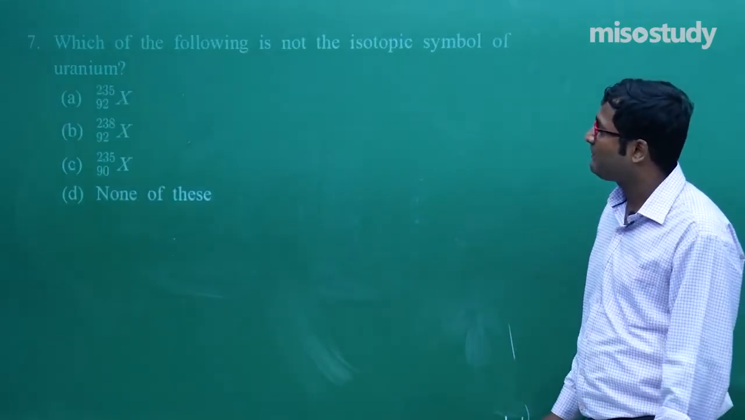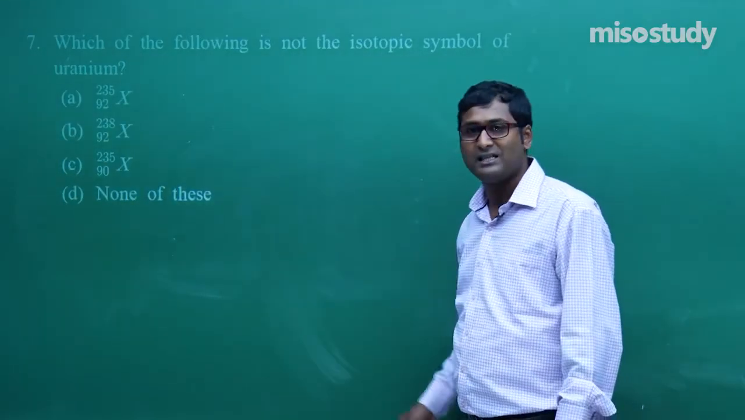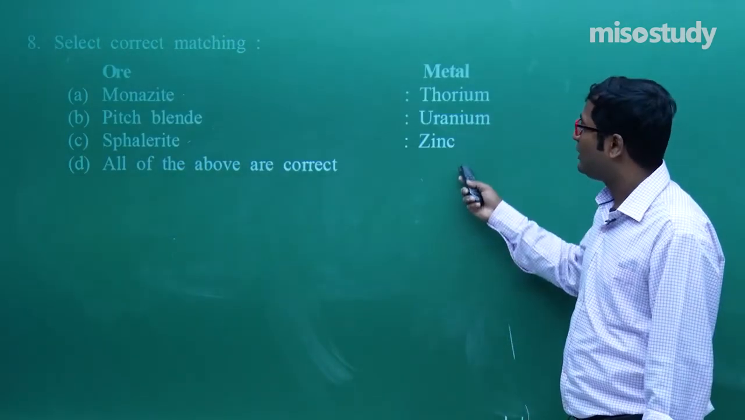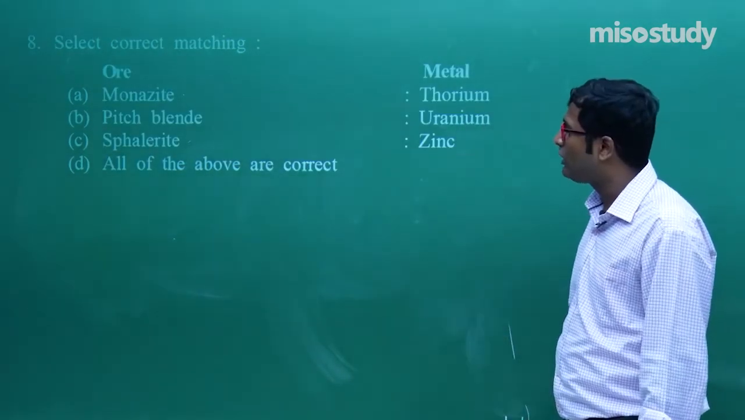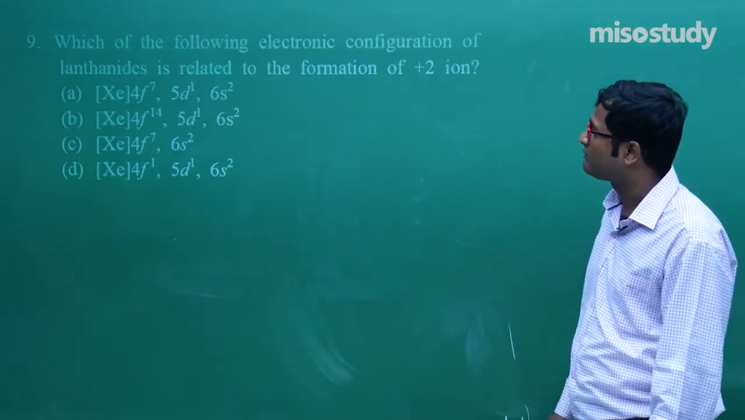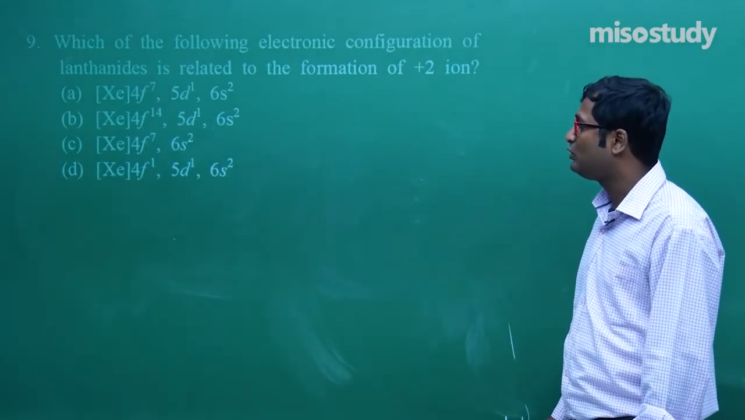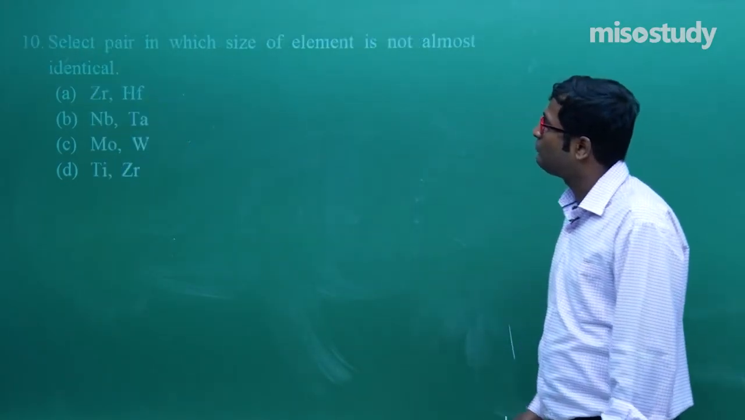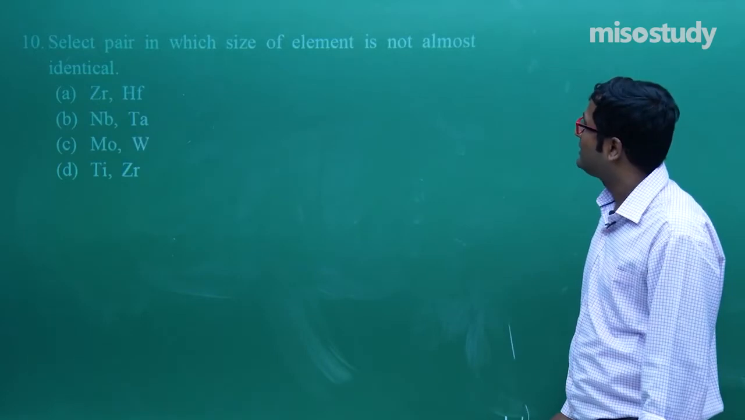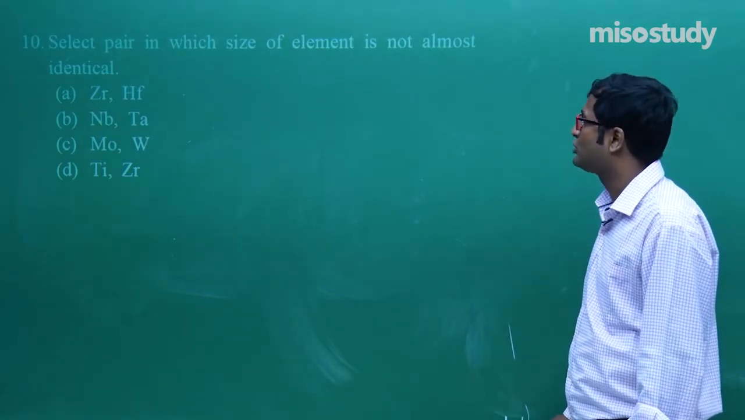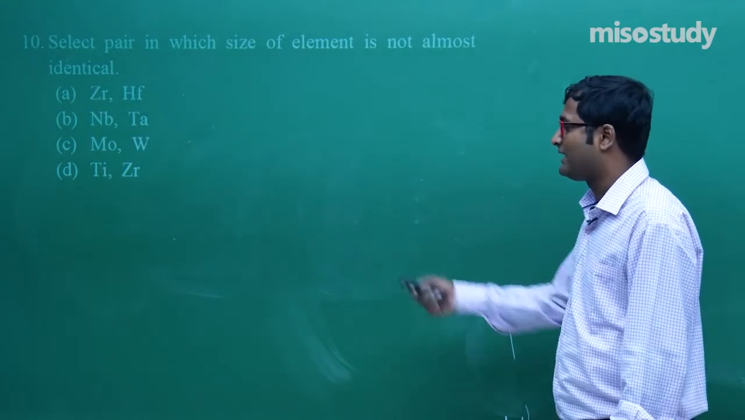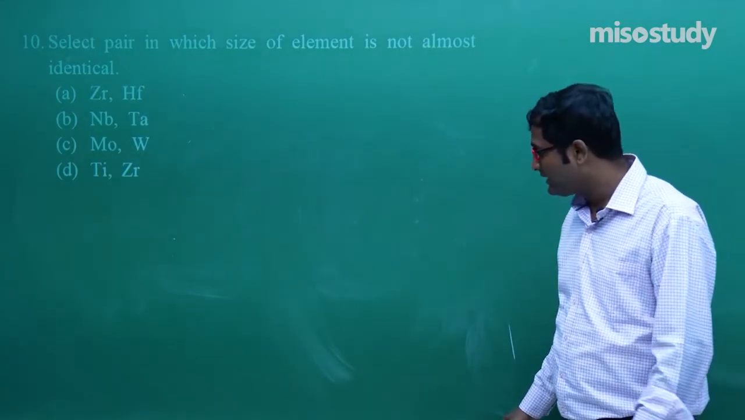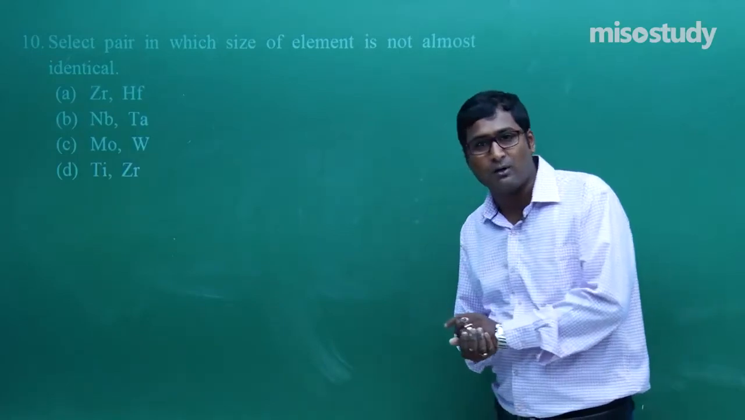Now for question number 7, which is not a correct symbol, C is the correct answer. Question number 8, they are all equally matched, so all of the above are correct. D is the correct option. Now question number 9, as I told you, C is the correct option, xenon 4f7 6s2. For question number 10, select the pair in which the size of the element is not almost identical: titanium and zirconium. Clear to you? So friends, I think now you can easily solve such kind of questions.